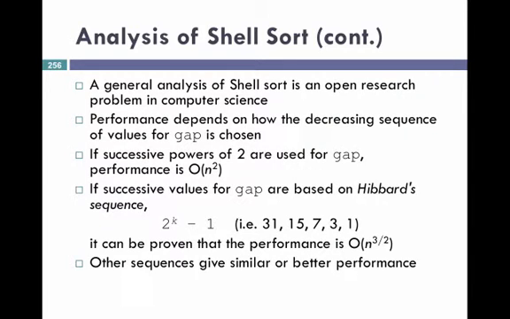Now, a general analysis of shell sort is an open research problem. The performance depends on how the decreasing sequence of values for gap is chosen. So if successive powers of 2 are used for gap, the performance is order n squared, and if successive values for gap are based on Hibbard's sequence, then it can be proven that the performance is order n to the 3/2. And other sequences give similar or better performance. So shell sort is something that's been studied quite a lot in the research literature.